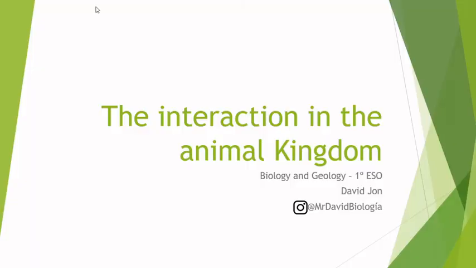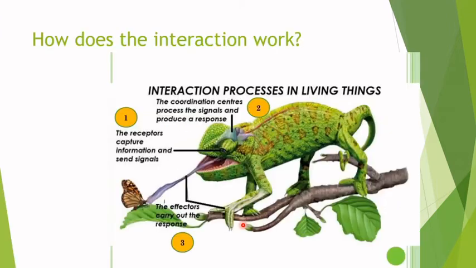Hello guys, so today we're going to start the function of the interaction. Remember, living beings do three life functions. The first one, the nutrition, we've already done it in the animal kingdom. The interaction and the reproduction. We're going with the second one, the interaction in the animal kingdom.